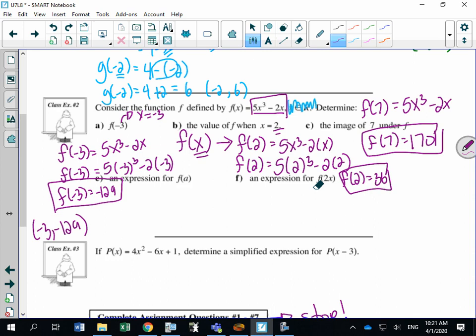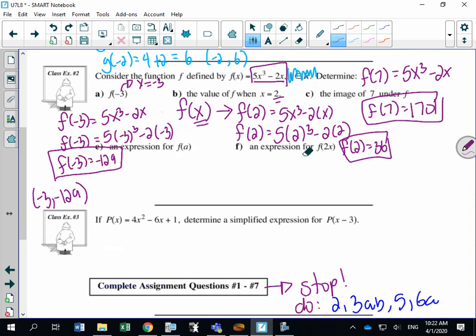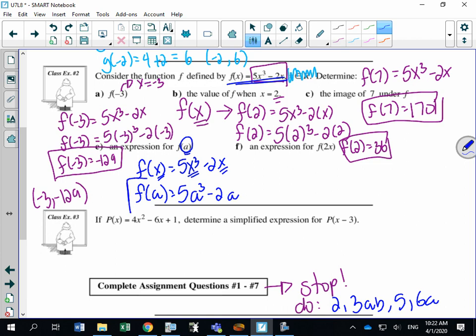Okay, let's do E, and then we'll even do F. So E, an expression for f of a. What they're saying is, take out your x, and every time you see an x, please input an a. So I'm going to rewrite this equation first, f of x is equal to 5x cubed minus 2x. They are saying, please take out x and put in an a. So f of a: every time you see an x, please put in an a. 5, there's an x, they want an a instead. Minus 2, there's an x, they want an a. And you would be done.